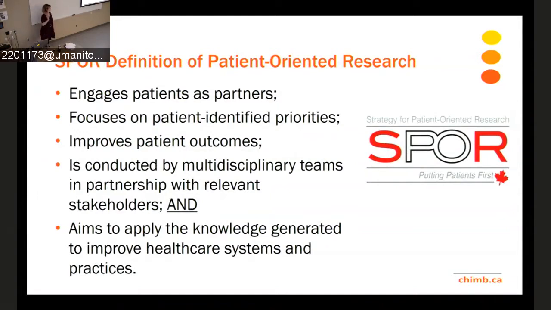Now, if you notice, as I always say, the "and" is capitalized and underlined for a reason. It is all of these components that make patient-oriented research. Sometimes I have people come to me and say, I do patient-oriented research, I do research that improves patient outcomes. But that's a lot of research. What defines patient-oriented research is that you're actually engaging patient partners in the research decision making about the process, in identifying priorities, and so on.